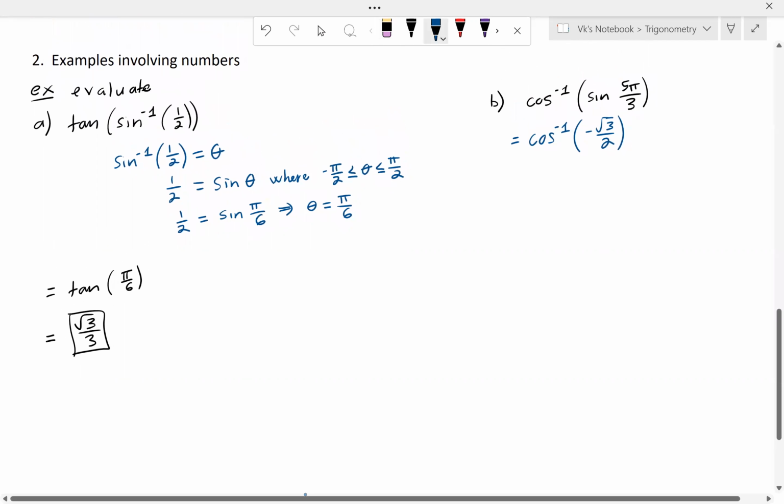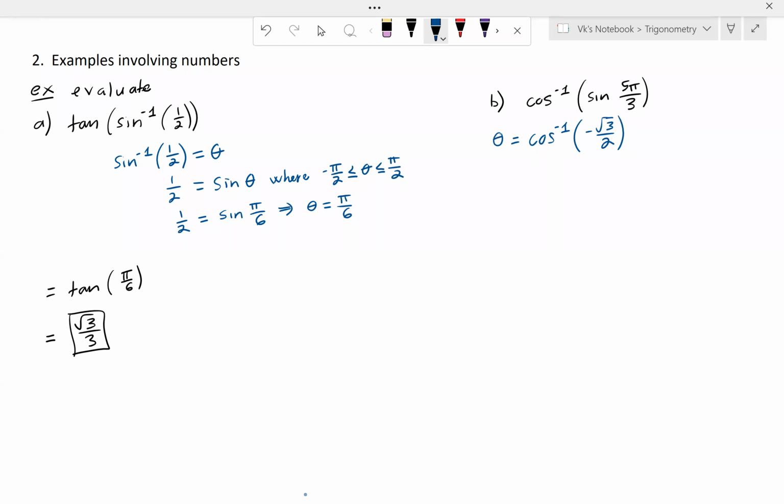Okay, so what we know here is that our arc cosine is an angle theta, and cosine of that angle is negative root 3 over 2, where the angle theta has to be between 0 and pi. Now cosine of what angle is negative root 3 over 2? Well, that would be an angle that is in the second quadrant.